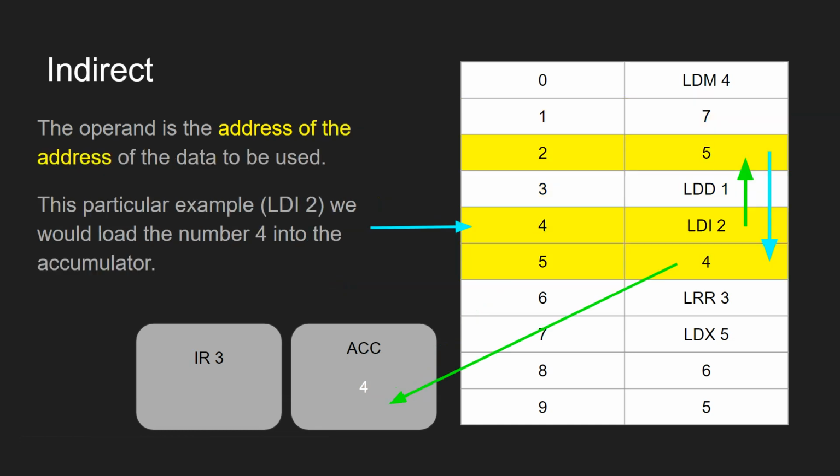The next one is indirect addressing, which is a bit like direct addressing, but it's got two steps to it instead of one. This is where the operand is the address of the data to be used. So for instance here, LDI 2 means go to memory location 2, and whatever value is there is the memory location of the value to be loaded. So it'll go up to 2, which says go to 5, and when we get to 5, it contains the value 4, so that gets passed to the accumulator.